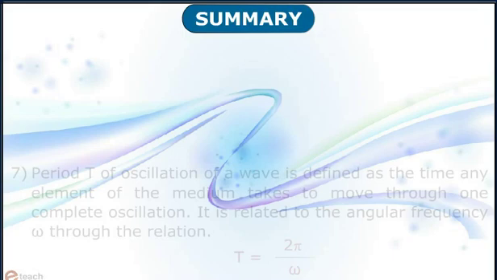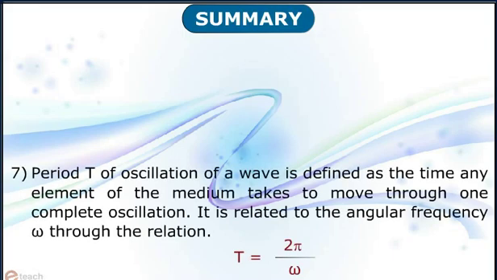Wavelength lambda of a progressive wave is the distance between two consecutive points of the same phase at a given time. In a stationary wave, it is twice the distance between two consecutive nodes or antinodes. Period T of oscillation of a wave is defined as the time any element of the medium takes to move through one complete oscillation. It is related to angular frequency omega through the relation T equals 2 pi by omega.